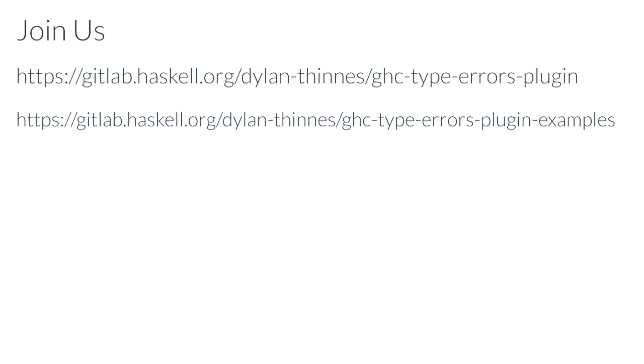Time for one question. Oh, sorry about that. Is this working? Yeah. So the question is, how do the users enable these plugins? Should they enable another plugin for every transitive library of your program that might need to enable custom error messages?